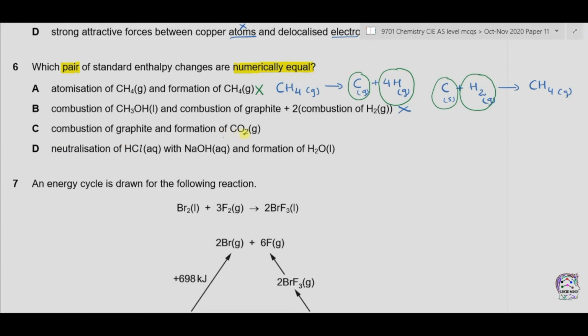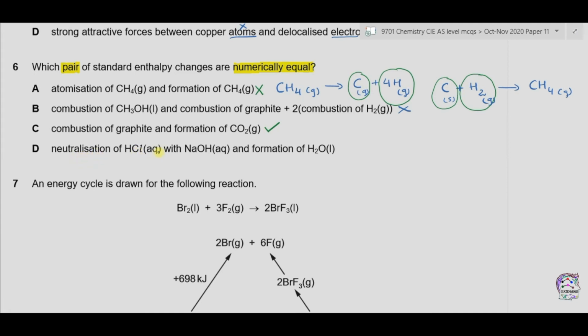C. Combustion of graphite and formation of carbon dioxide. Now we can write the equation for combustion of graphite. Carbon solid combusts in the presence of oxygen to form CO2 gas. Now we can also write the equation for formation of carbon dioxide. So carbon dioxide is formed from its elements. One element is carbon and the other element is oxygen, and the standard state is that carbon is in solid form and oxygen is in gaseous form. Now we can see that the reactants and products are the same and the number of moles are also the same, so therefore they are numerically equal values. So C could be the correct option.